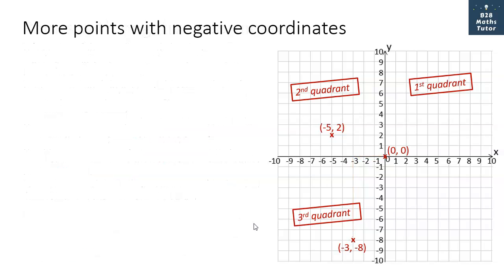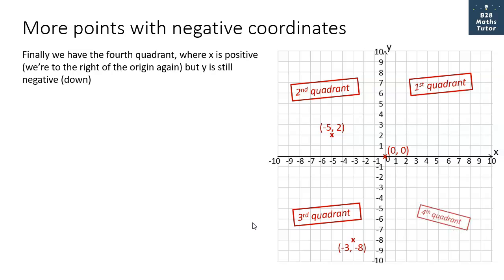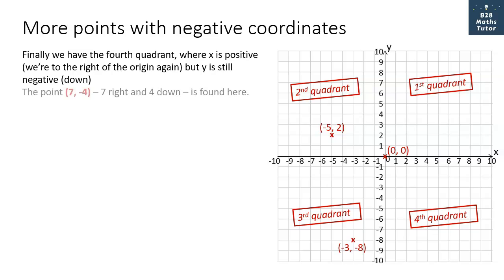One more quadrant, and that is of course the fourth quadrant. And when we get into this section, we're back to positive x values because we're going to the right again, but we're still going down on the y values, so the y is still negative. So for an example, we've got the point 7, negative 4. We're going 7 to the right and 4 down. So our point 7, negative 4 is here.